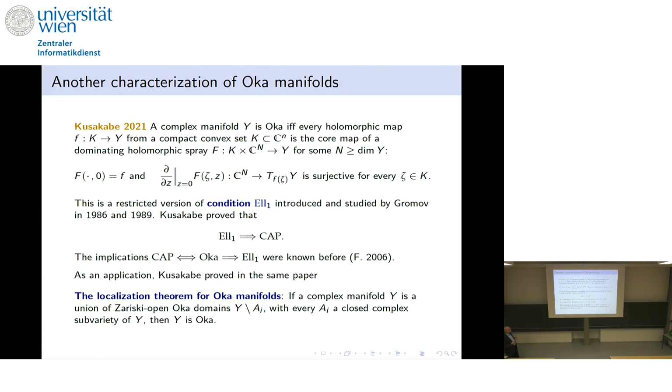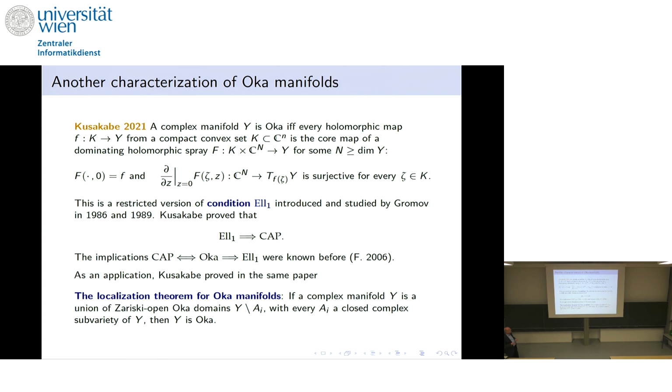So this characterization says the following: the complex manifold is OCA if and only if for every holomorphic map from, again, a neighborhood of a compact convex set in a Euclidean space, you can find another holomorphic map from the product of this set K with some Euclidean space of high dimension, at least the dimension of Y, such that at the zero value of the parameter, you have your original map.